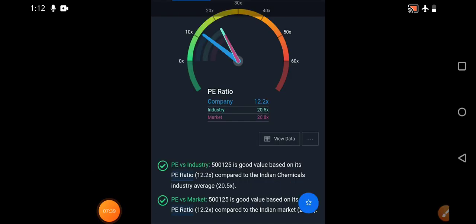After that, we'll also find other financial parameters like the PE ratio compared to the industry, and how the stock is performing. You can see the company's PE ratio is given here around 12.2x, but the industry is around 20.5x and the market is also around 20.8x. So the PE versus the industry is also getting satisfied.